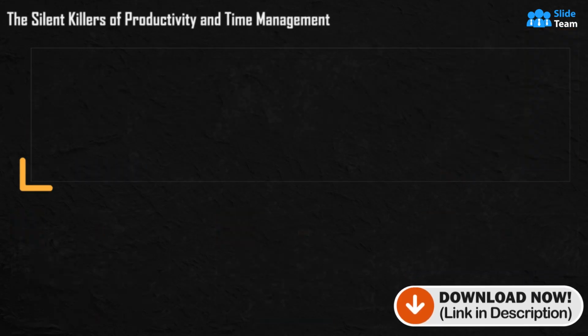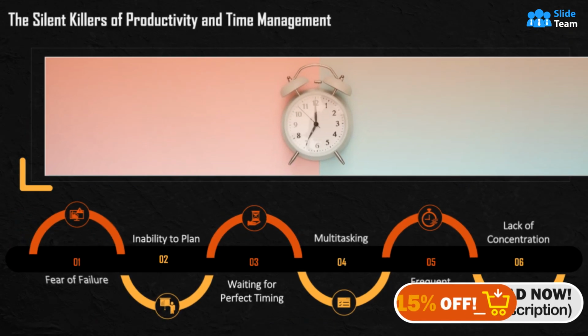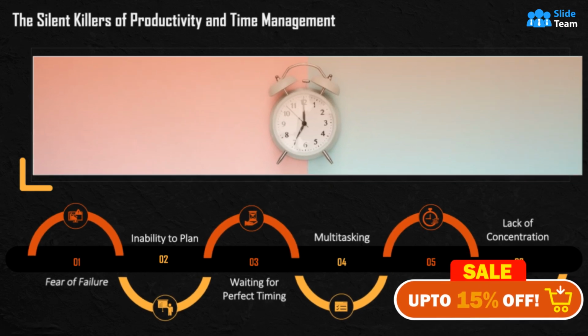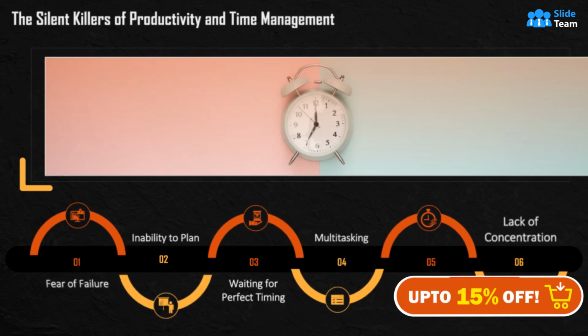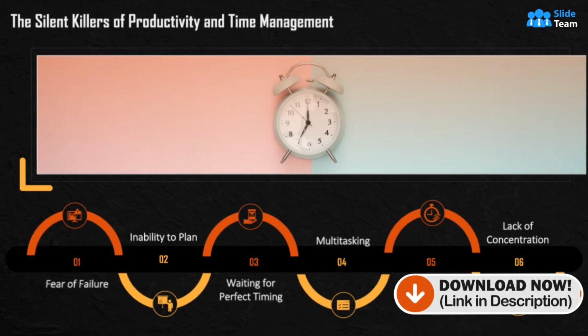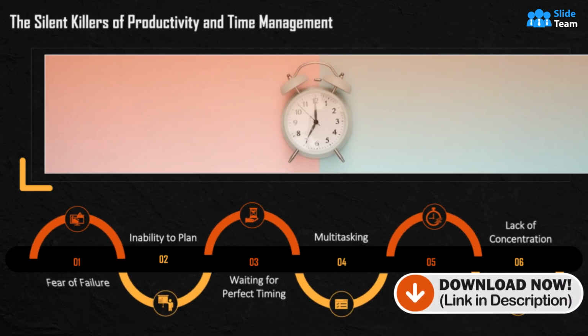This section highlights some common but often overlooked productivity killers, such as lack of planning, multitasking, and lack of concentration. Understanding these issues is a crucial step toward overcoming them.